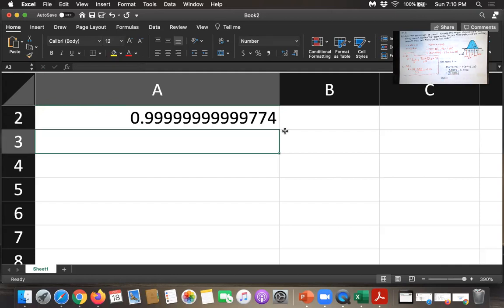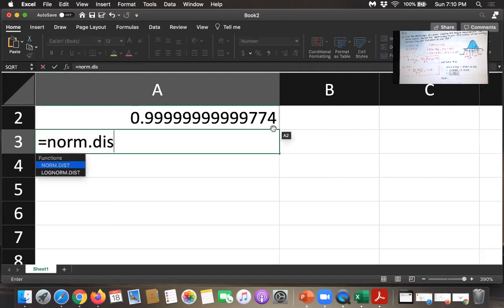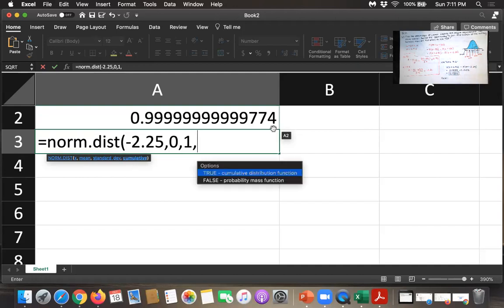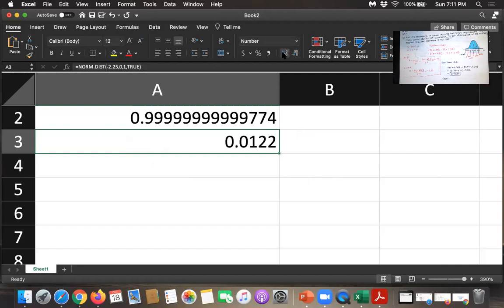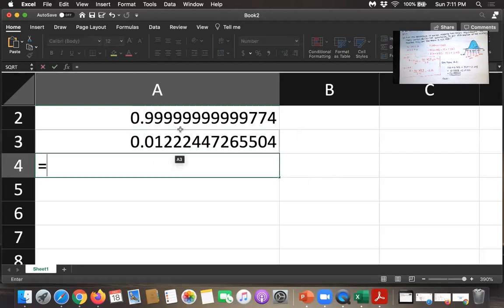So we've got that. And then we're going to subtract the probability that Z is less than negative 2.25. So we'll enter equals NORM.DIST. I'm using negative 2.25 here for my Z-score. The mean is 0, the standard deviation is 1 when we're talking about a standard normal distribution. And we want to say true because we want area to the left. And we got that area. It's the same area that we had over here. Now to get a little bit more accuracy, I'm going to add more decimal places. Okay, and let's subtract those.